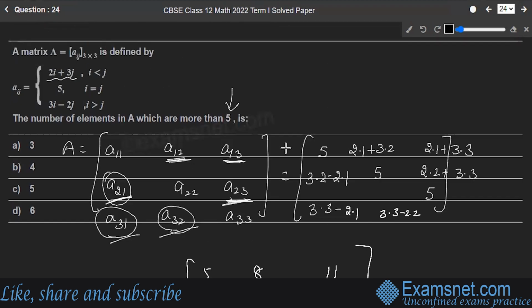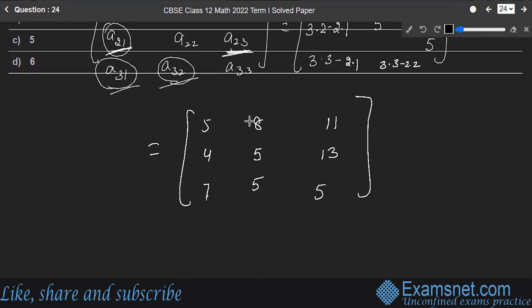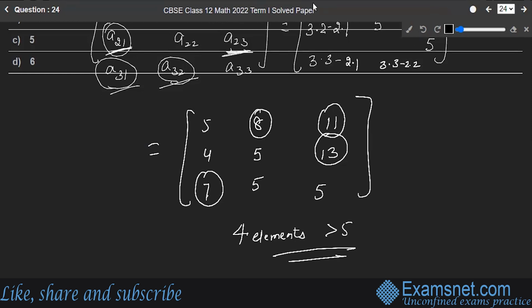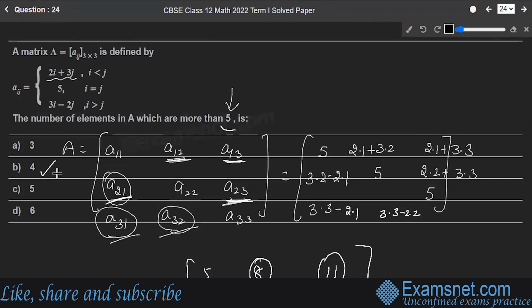Now the question was the number of elements in A which are more than 5. How many elements are more than 5? This is 1, 2, 3, 4. So there are 4 elements which are greater than 5. Hope you got that. So the answer to the question is option B.